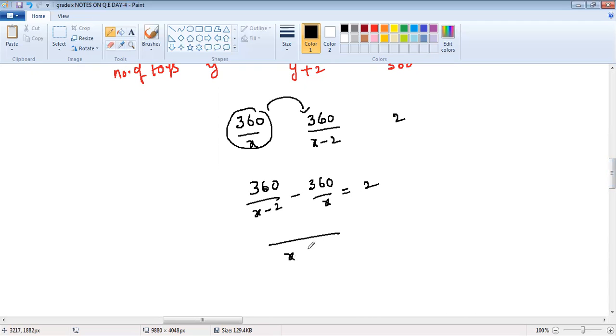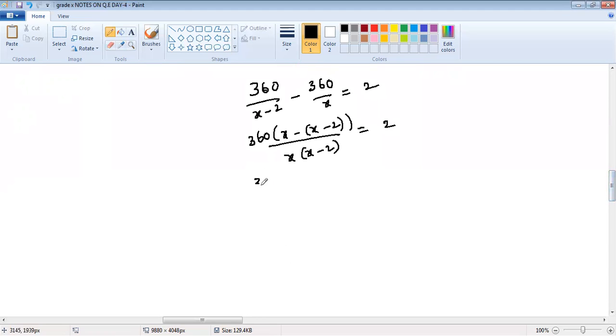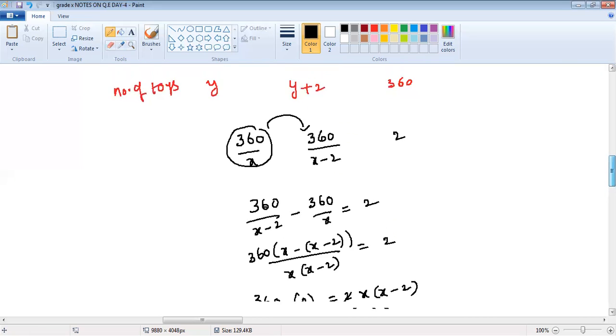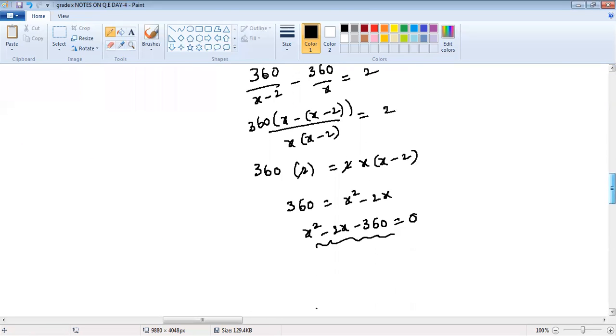Then do cross multiplication, x into x minus 2. Then 360 we take out common, then x minus (x minus 2). Am I right? Yes, sir. Then 360, open the bracket, the x's cancel, it is 2, and 2 into x minus 2. The 2 gets cancelled. Then 360 is equal to x square minus 2x. So x square minus 2x minus 360 is equal to 0. Then you can simplify it, or by the quadratic formula method, anything you can do. So you have done it. I think you understood, right?